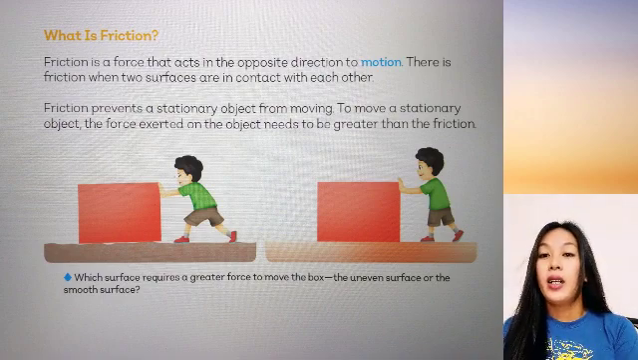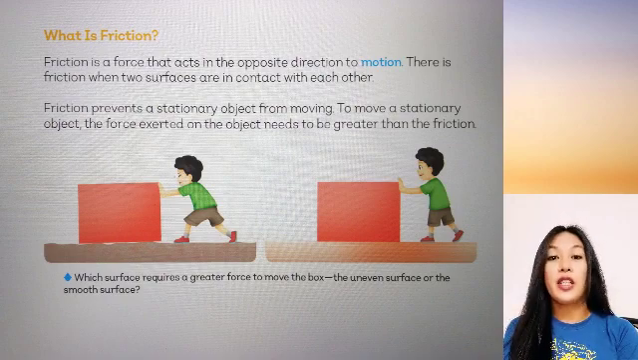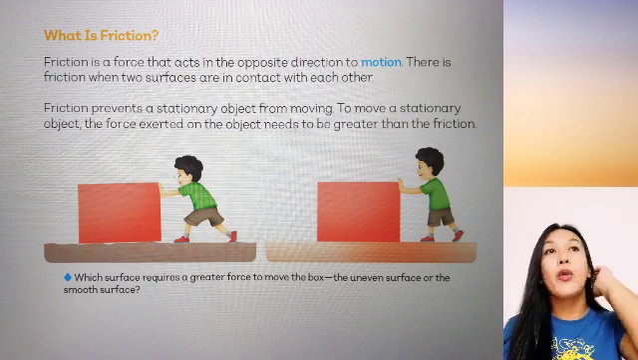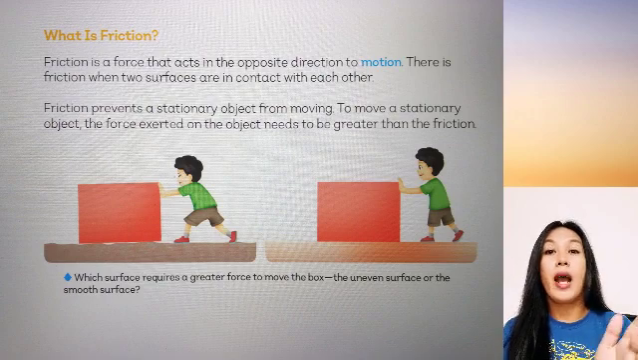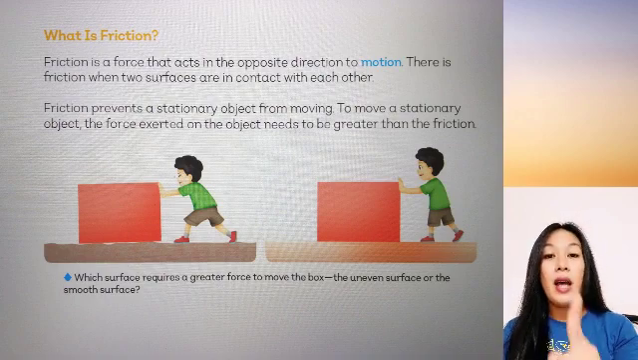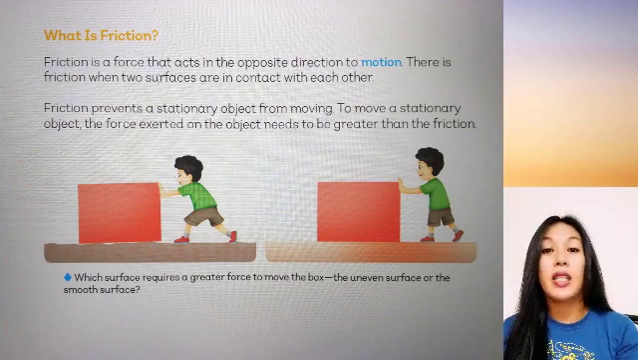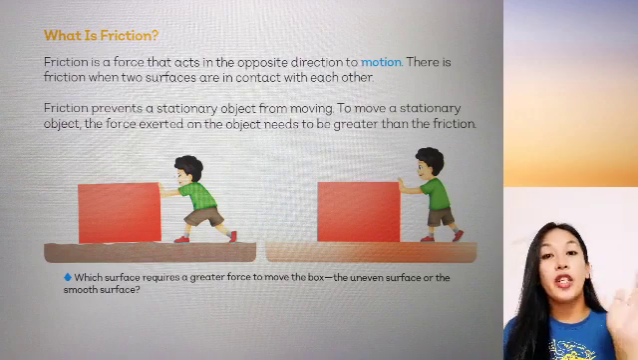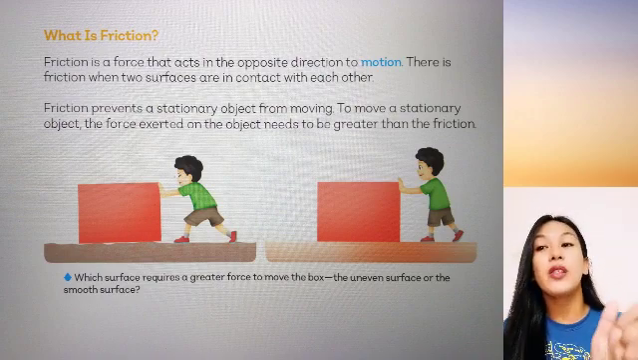An uneven surface actually has more friction than a smooth surface. Okay, so when you try to move a box on an asphalt road, for example, it is rough. So it is harder to move it than when you move a box on a tile floor, which is smooth. So uneven or rough surfaces have more friction than smooth surfaces.